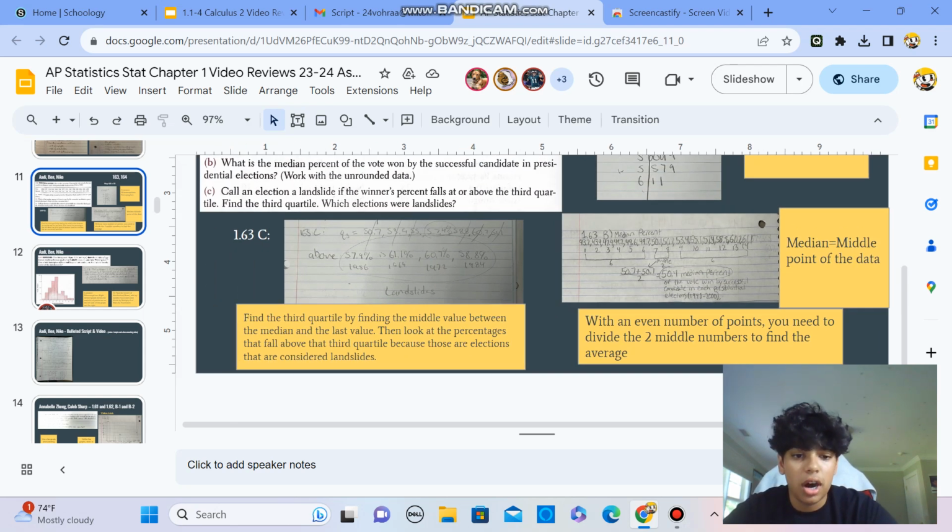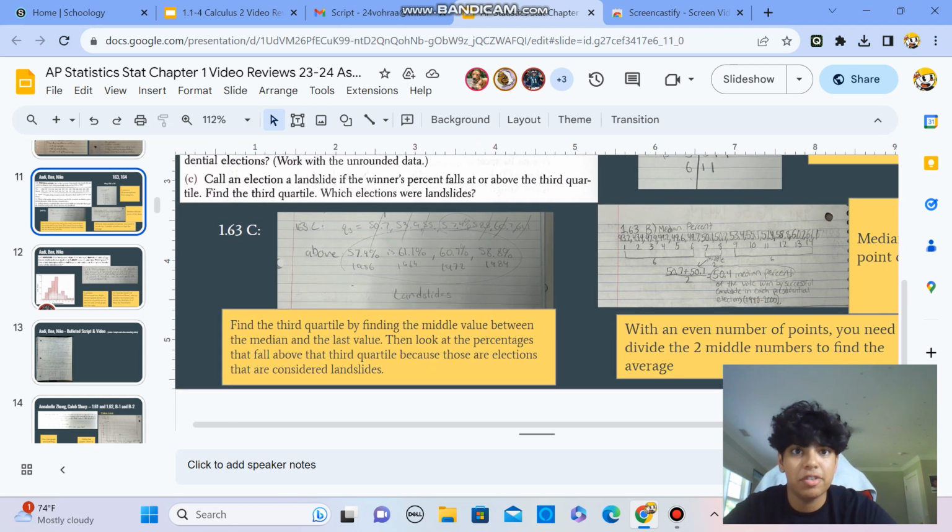And then part C is also relatively self-explanatory. It's saying that we basically need to find the numbers which are election landslides. So any numbers above the third quartile, right? In order to find the third quartile, as you can see in the note, all we really need to do is find the middle value between the median and the last value, right? So the median and the right outlier. And that middle value is going to be the third quartile.